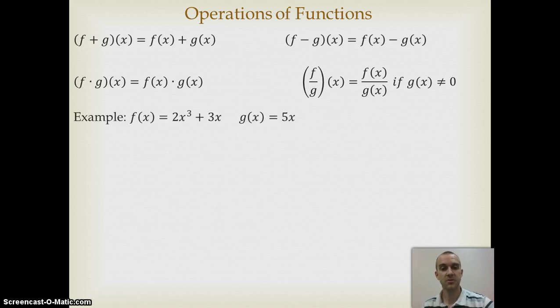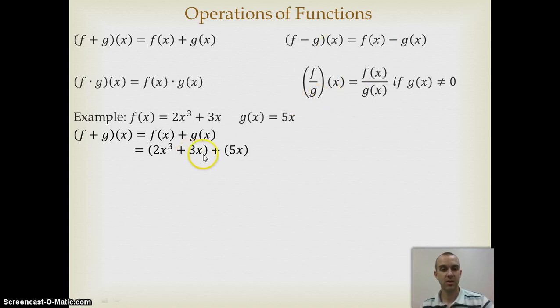So say here are my 2 functions, f of x equals 2x cubed plus 3x, and then g of x equals 5x. If I wanted to do f of x plus g of x, I literally would just add those 2 functions together. Well, what can I combine? I can combine the 3x and the 5x to give me 8x. So f plus g of x is 2x cubed plus 8x.